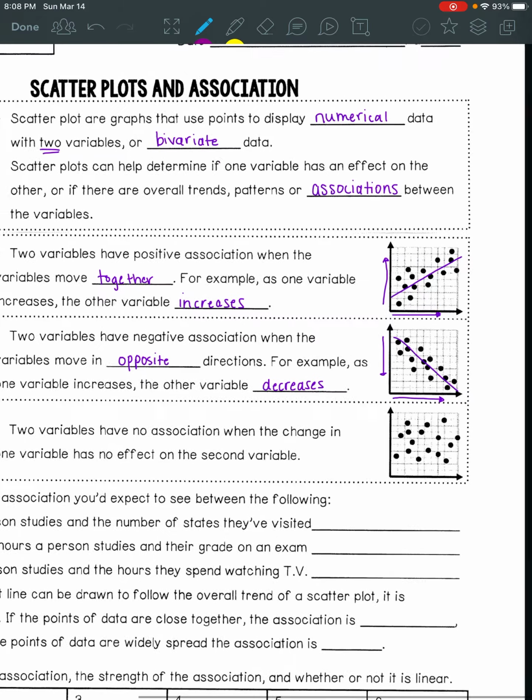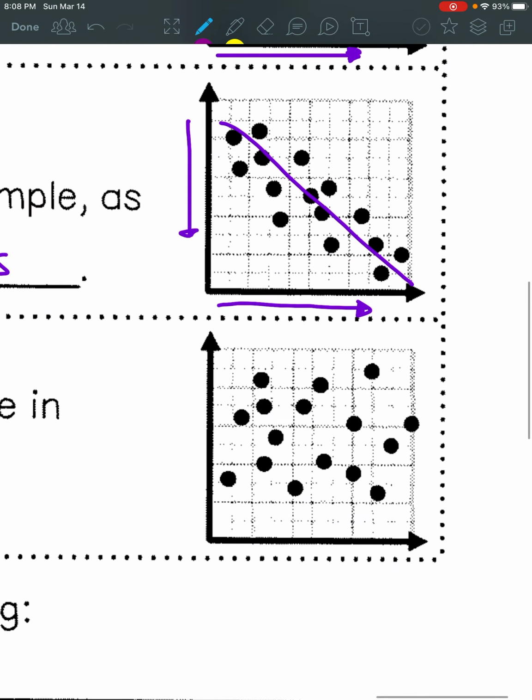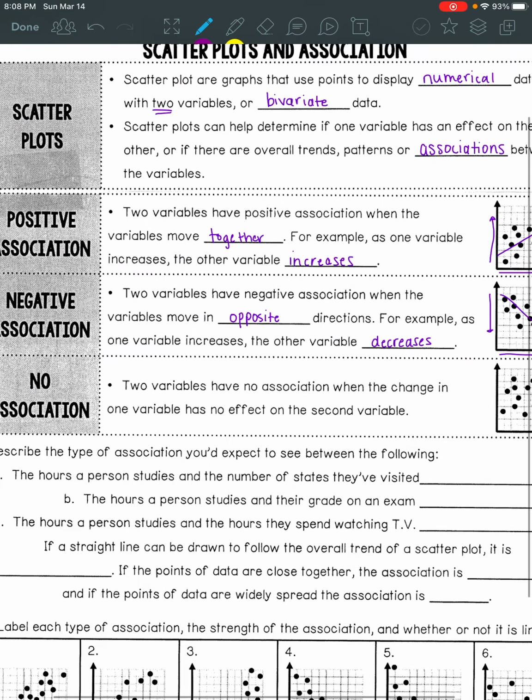And then the last example is no association. So two variables have no association when there's no effect on each other. And it looks like this on the graph. We can't see a pattern with those points.